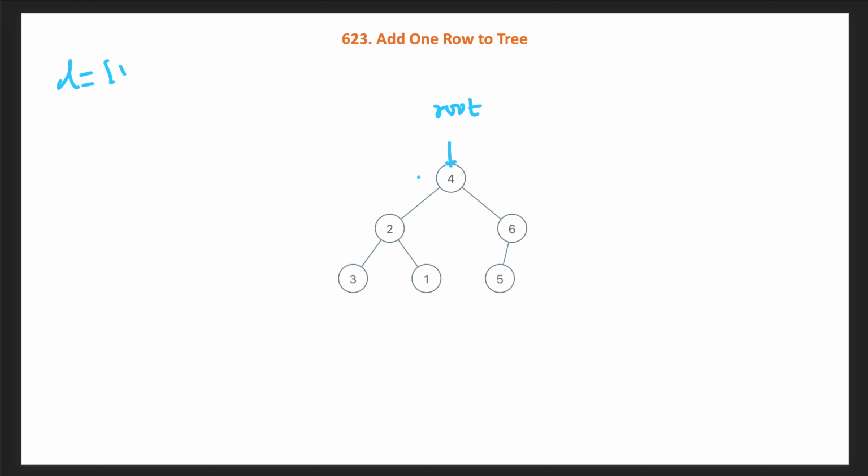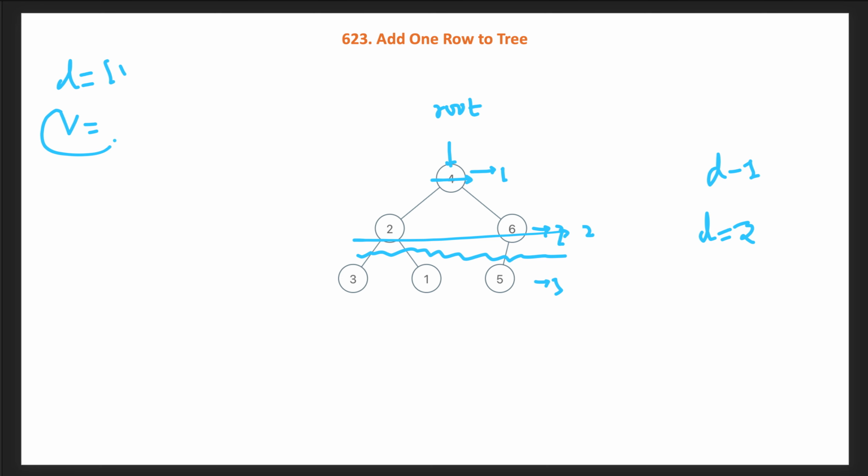So the root node here has depth d equal to 1, this level has depth 2, and this is 3. Another thing, v, is a value: we have to create a row of nodes with value v and introduce it after depth d minus 1. So after depth d minus 1. Let's say for example d is 3. Then this is d equal to 1, this is the second row, d equal to 2. After this we have to introduce our new row of nodes with value v.